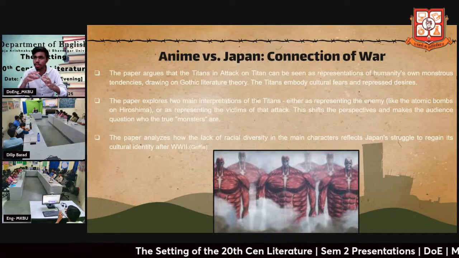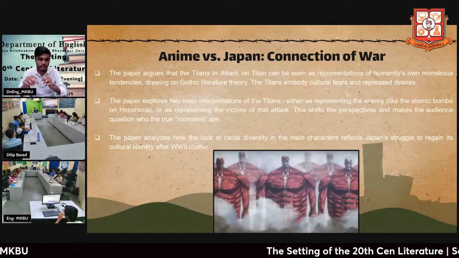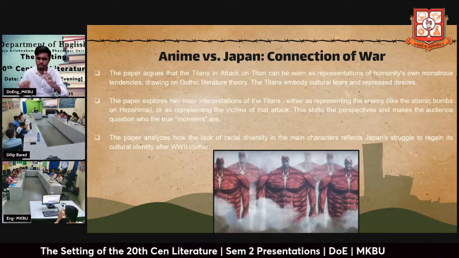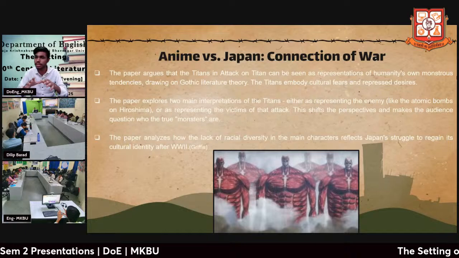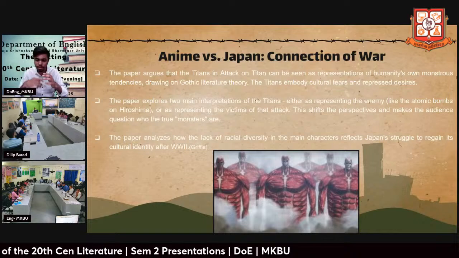The paper also analyzed how the lack of racial diversity in the main characters reflects the Japanese struggle to regain its cultural identity after World War II. In the Japanese struggle, the characters also, here I show the picture, this type of monster just walking by, and first they are destroying everything, like destroying lands and people also. So how can we connect this idea with war?